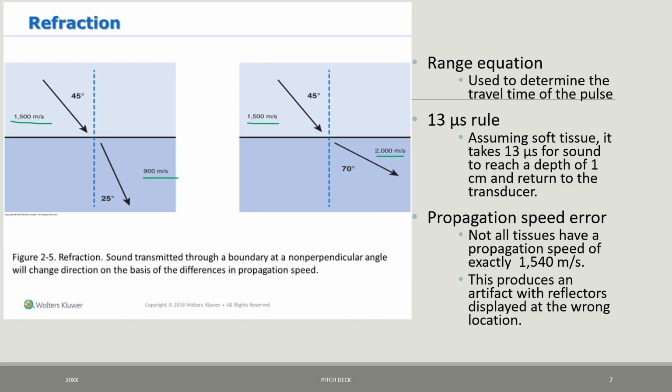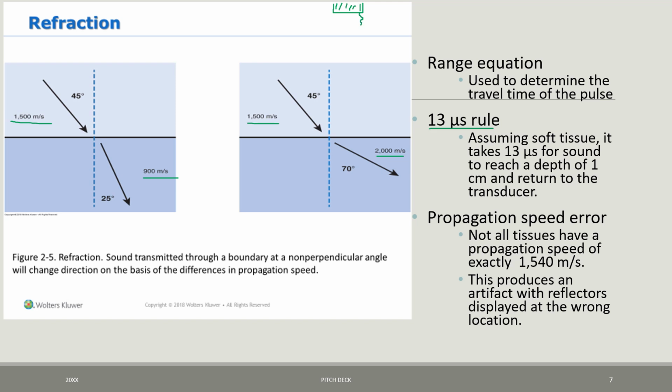So that brings us to our range equation. Range equation is used to determine the travel time of the pulse, and we briefly spoke about this. And we said that there's a 13 microsecond rule. If I'm scanning just general soft tissue, because soft tissue has a propagation speed of 1540 meters per second, or 1.54 millimeters per microsecond, they've utilized that speed and calculated that it would take 13 microseconds per centimeter of round trip travel.